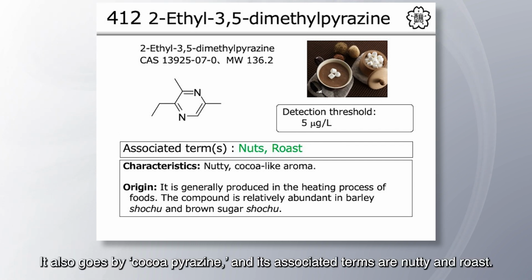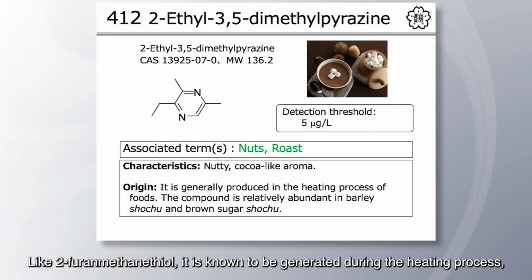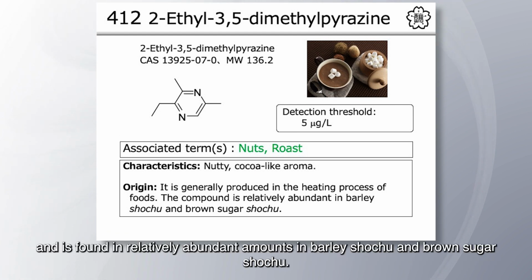Next up is 2-ethyl-3,5-dimethylpyrazine. It also goes by cocopyrazine, and its associated terms are nutty and roast. Like 2-furan-methanethiol, it is known to be generated during the heating process and is found in relatively abundant amounts in barley shochu and brown sugar shochu.